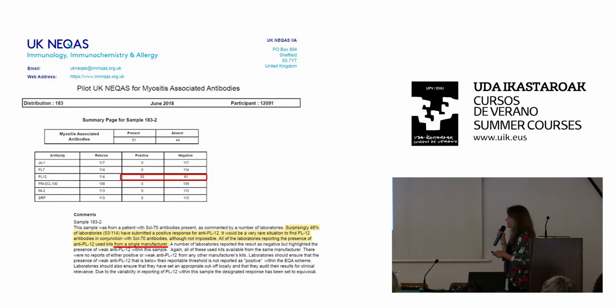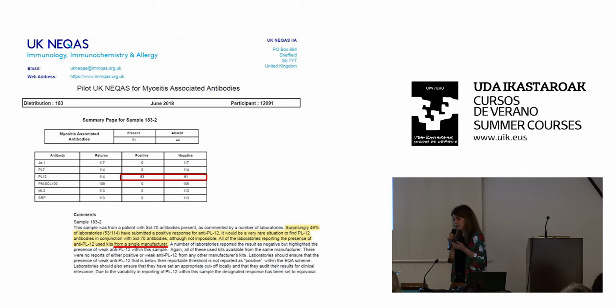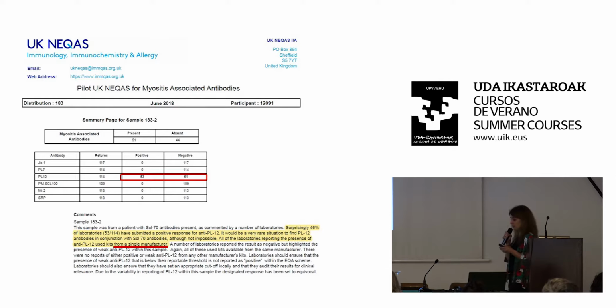Here is an example. Here is the UK NEQAS survey for laboratories. More than 150 laboratories around Europe receive a serum sample. All the laboratories have the same serum samples. And we need to tell the NEQAS, okay, I found, I don't know, anti-Jo1 or anti-PL12 antibodies in this serum. And this is the result of the survey. As you can see here, for PL12 antibody, more than half of the responders say, okay, there are some anti-PL12 antibodies in the serum, but the other half said, no, there aren't.